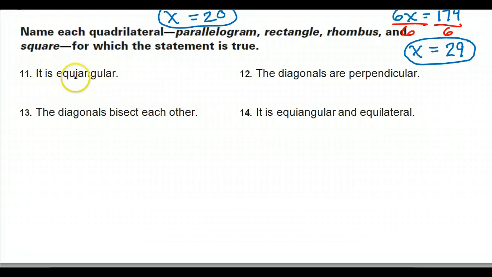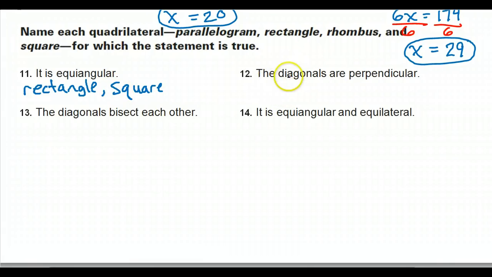Equiangular. That means all the angles are the same. That's going to be true for a rectangle, because that has 4 90-degree angles, so of course all the angles are the same. And a square is a special kind of rectangle. It has 4 right angles too, so same deal. Those are the only 2 that are equiangular.